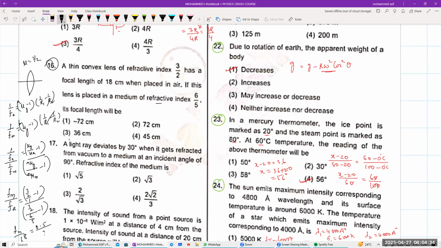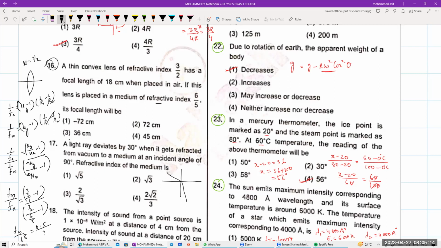Then the 17th one: a ray of light deviates by 30 degrees when it gets refracted from the vacuum to a medium at an incident angle of 90 degrees. The refractive index of the medium will be equal to how much? This is also a direct, normal question. The ray is falling like this and getting refracted like this, and it says it is deviated by 30 degrees.